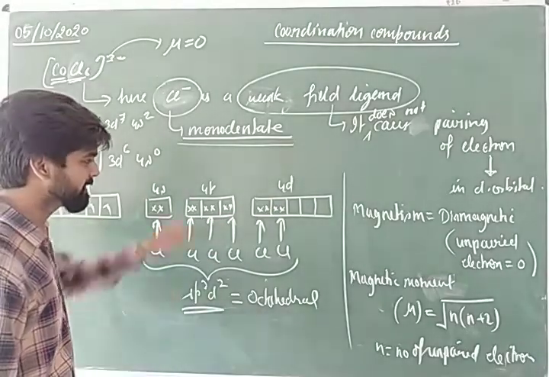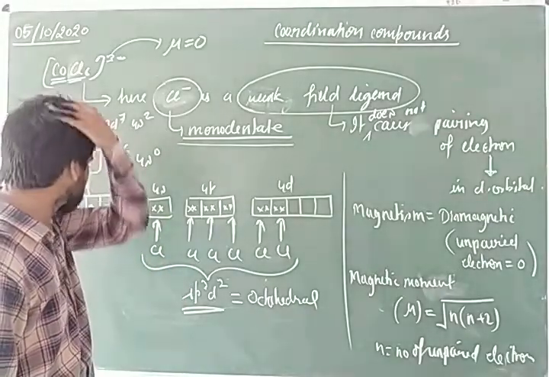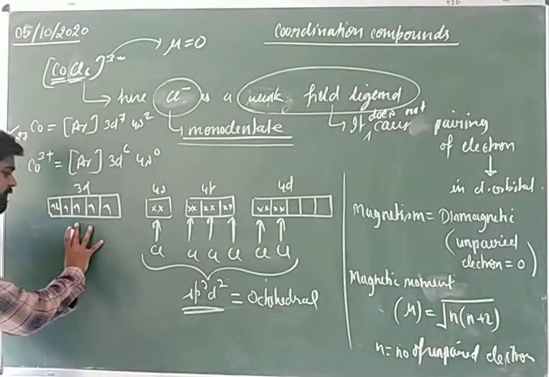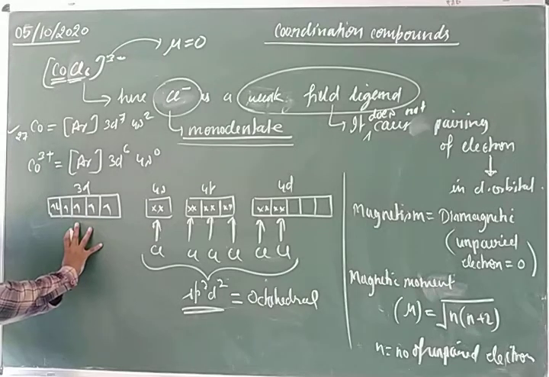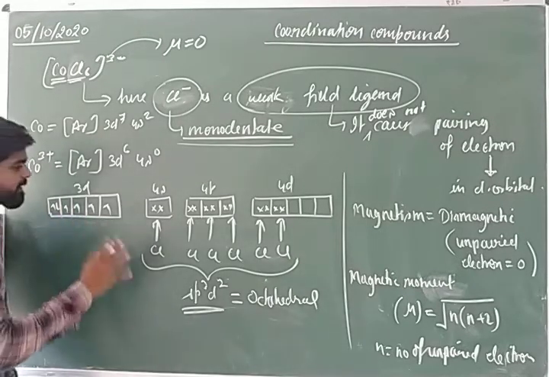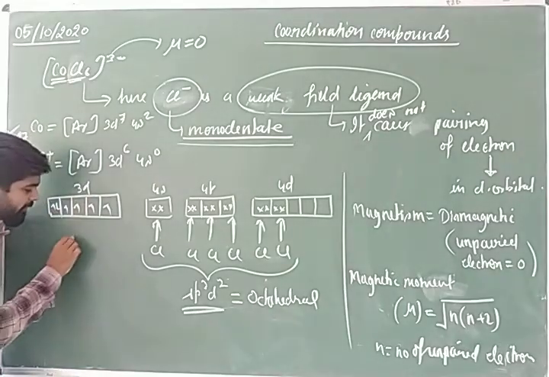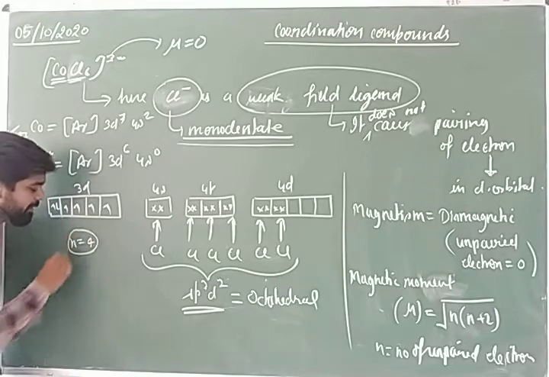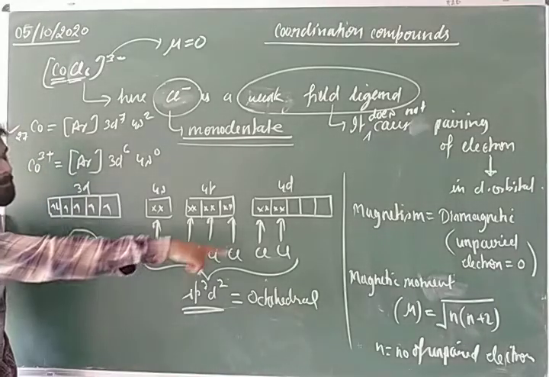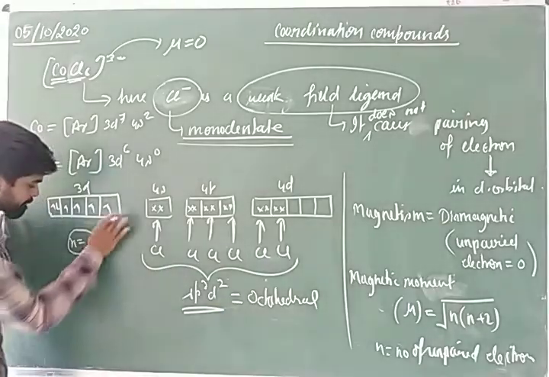In this whole orbital, you can see the number of unpaired electrons is 4. So students, the value of n will be 4, if we are going to find the magnetic moment.